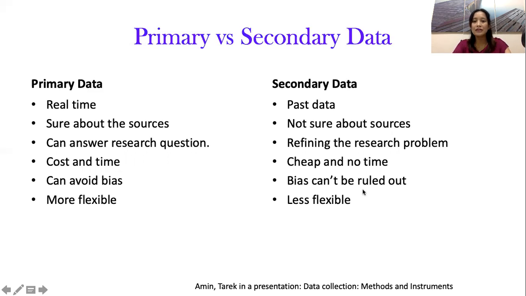In secondary data, it's usually past data. You can be unsure about the sources, no? You might have difficulty refining the research problem based on the available secondary data. But the advantage is it's cheap, less time consuming, but some certain biases cannot be ruled out, no? And it is less flexible because the data is already there.